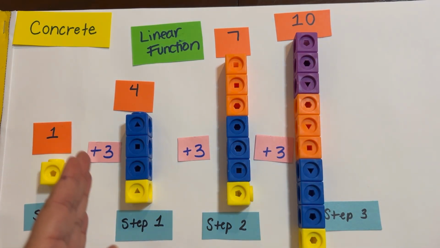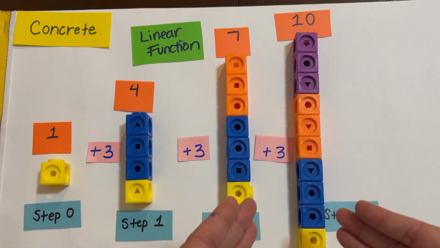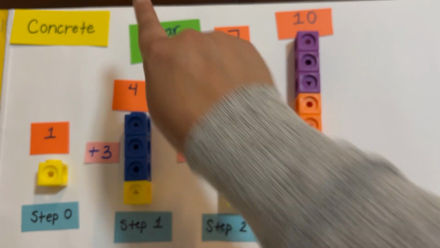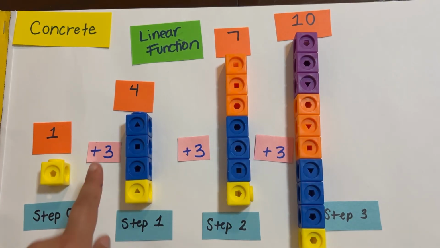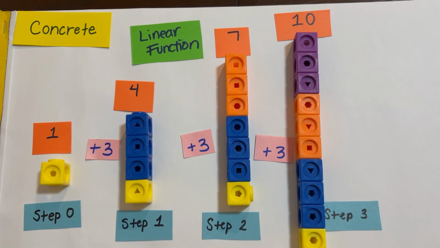Because we are adding the same number of blocks each time, this is called a constant rate of change. Whenever the rate of change is constant, we call that a linear function. In algebra, the constant rate of change is also called the slope.